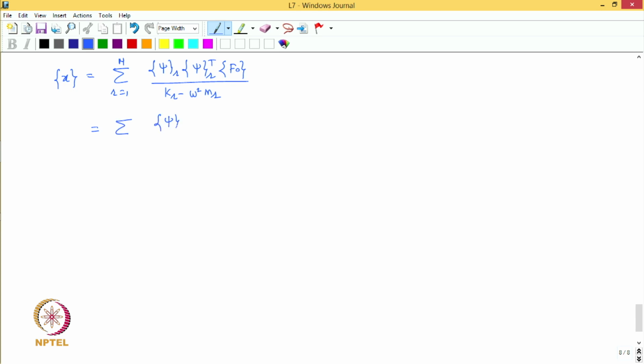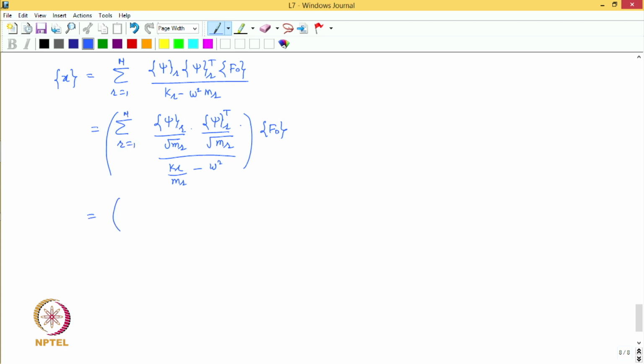Let us write this as m r, square root of m r, square root of m r, okay, and then in the denominator we have k r upon m r minus omega square, and we can take f naught vector outside, because that is anyway a vector of constants, it does not depend on the mode index r. So, with r varying from 1 to n.